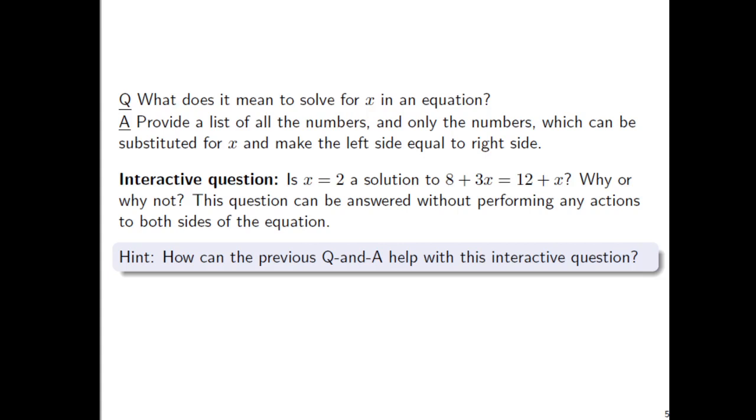I want you to really practice and internalize what the Q&A at the very top of this slide is trying to get you to think about. So the hint is there. How does the previous Q&A help with this interactive question?